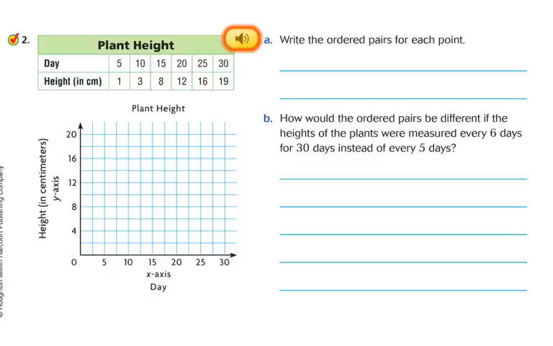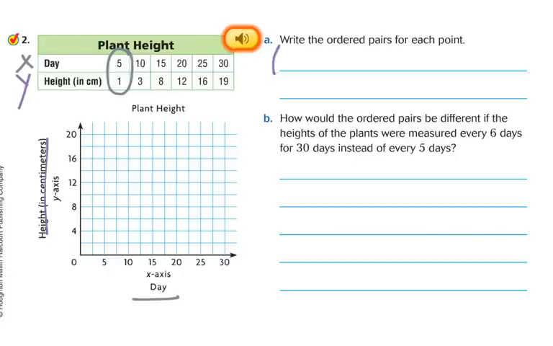And the next one, it says, write the ordered pairs for each. So what I'm going to do, boys and girls, I'm going to ask you to pause the video, and I want you to try to write the ordered pairs. Keep in mind, day is on the x-axis, so I'm going to put a little x there. And then height is on the y-axis, so I'm going to put that there.